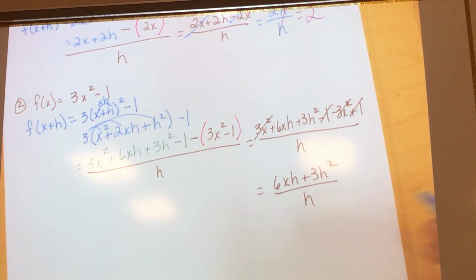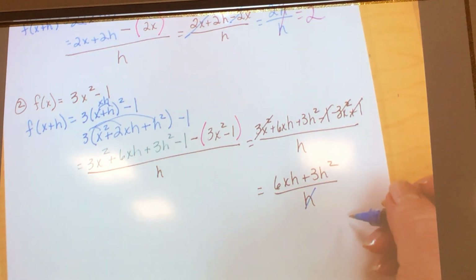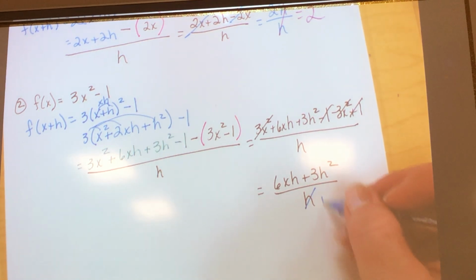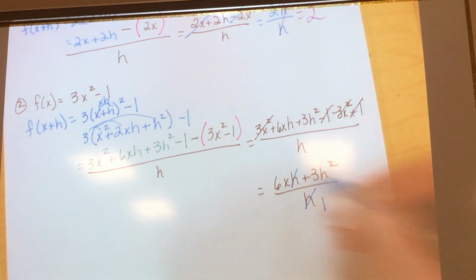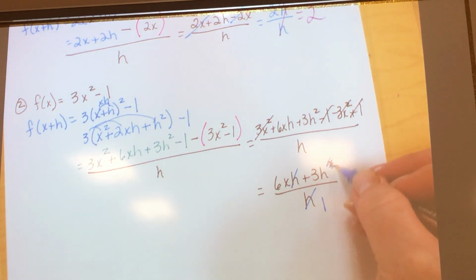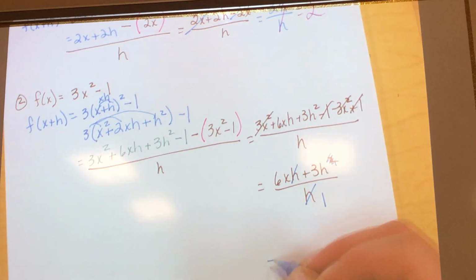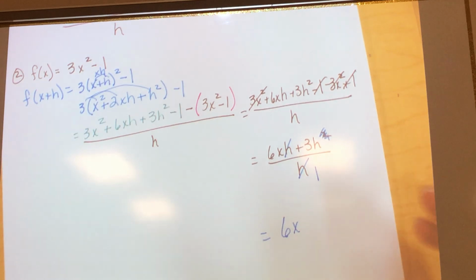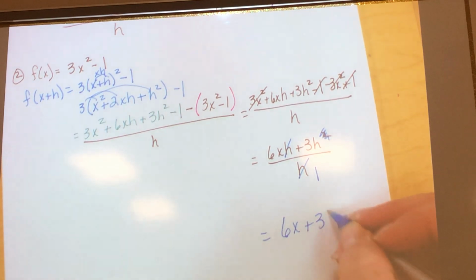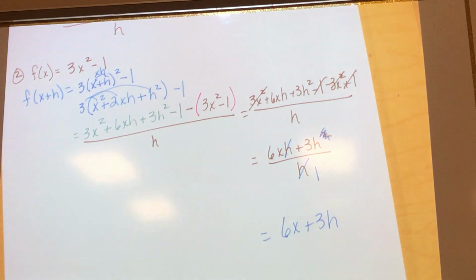Be careful when you take an h out, y'all. When you factor an h out and reduce it out, always understand what's left. Like that guy's gone, but what's left there? A 1. This guy's gone. This guy, I'll just take his little square off. And so what's my answer? 6x plus 3h. Oh, I didn't take the h out of the 6. Remember, when you reduce, if you can't take it out of everybody, you cannot take it out of anybody.